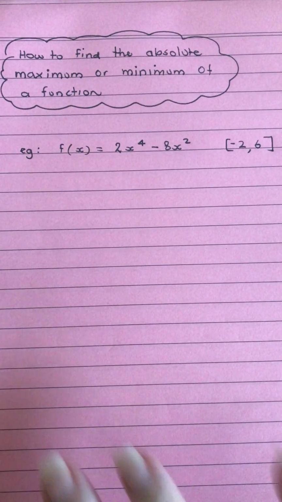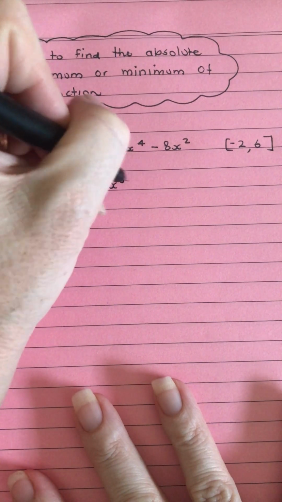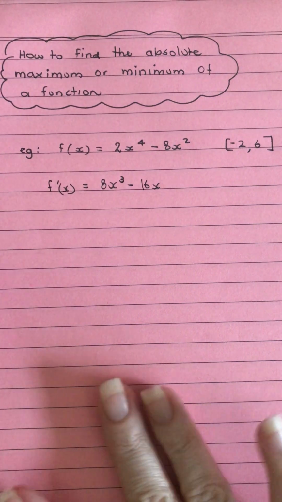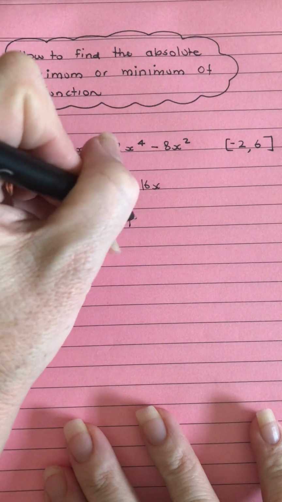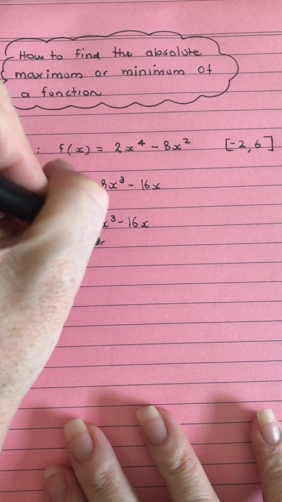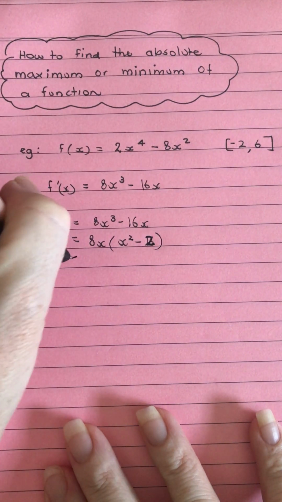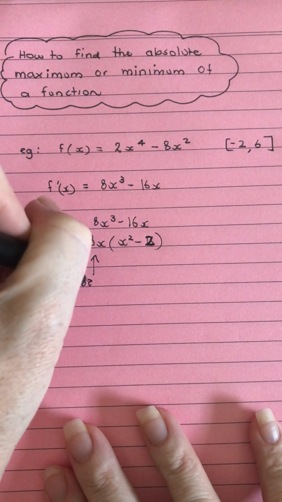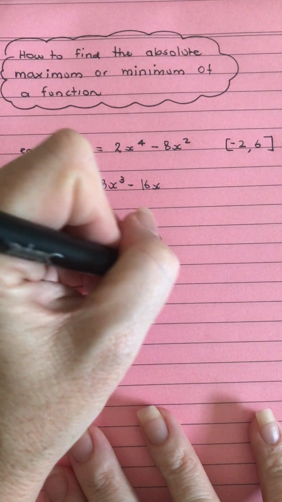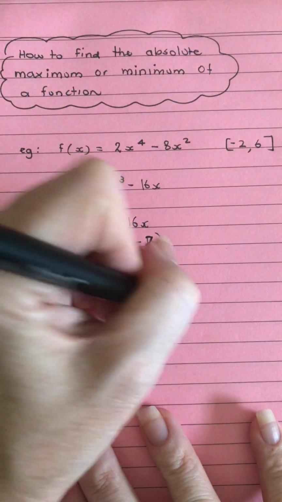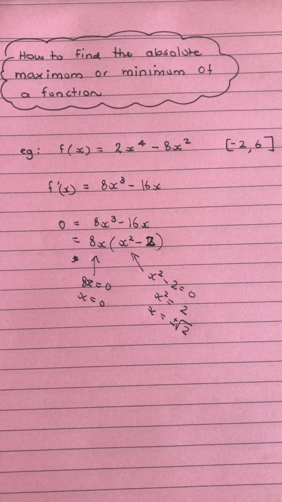So first step, obviously, we're going to do the derivative. So we get 8x to the power of 3 minus 16x. Then we're going to want to find when that is equal to 0. So we will factorize that as 8x outside of x squared minus 2. So then we know that 8x must be equal to 0, so x is equal to 0, or x squared minus 2 is equal to 0, so x squared must be equal to 2. So x is going to be the square root of 2, remembering that that can be positive or negative.